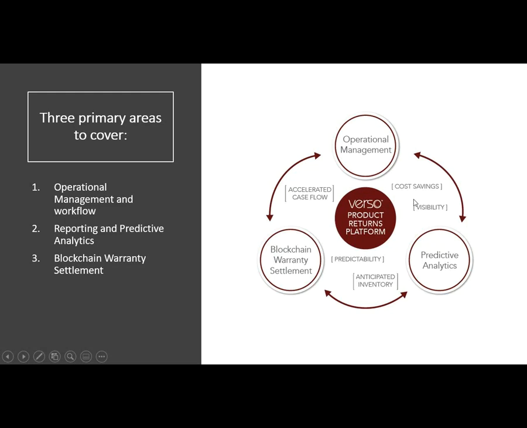These are just some of the features that come about from that: cost savings, of course, and customer satisfaction, although not reflected here, that makes a difference. Transparency and visibility. With predictive analytics, you can anticipate inventory and workforce levels. And the warranty chain settlement through blockchain is a game changer, even accelerating cash flow.